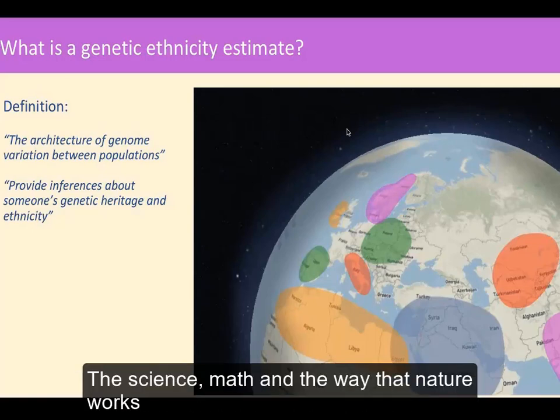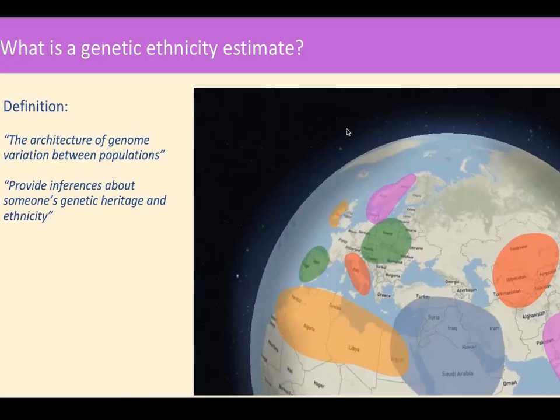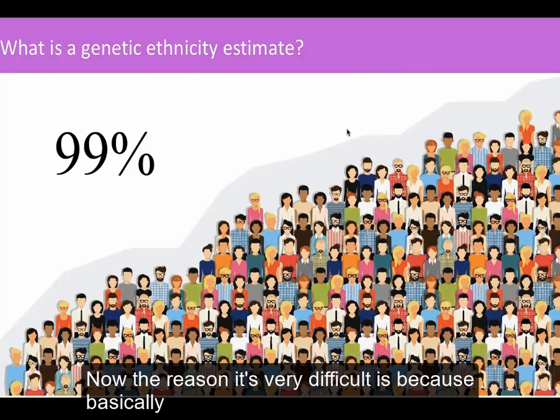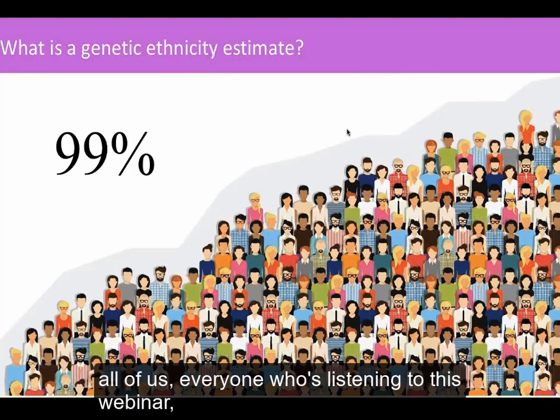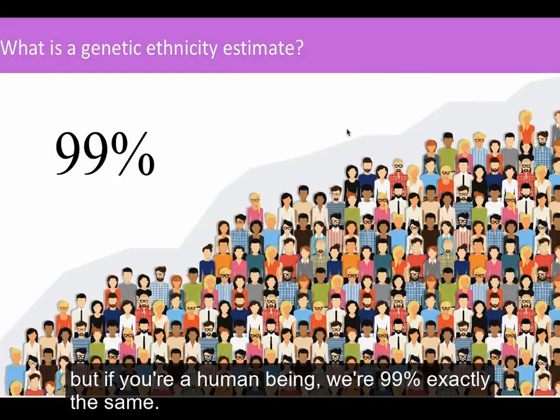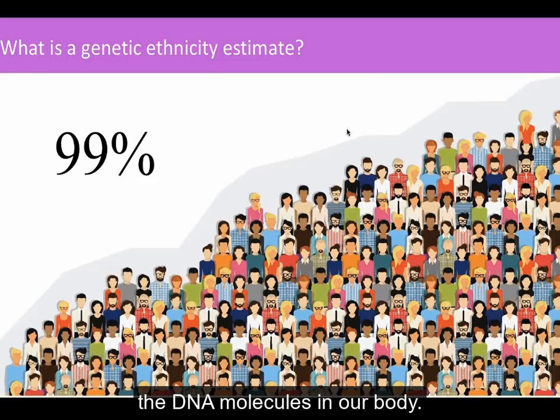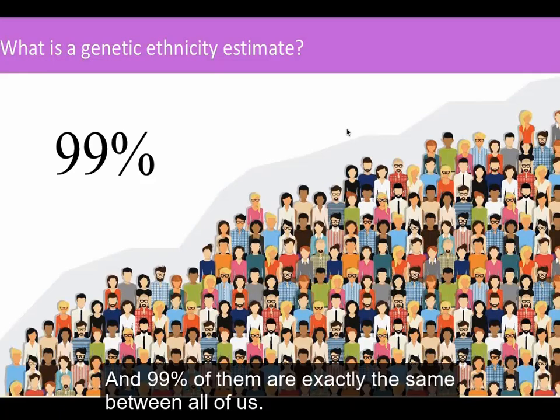The science, math, and the way that nature works makes it a bit more difficult for us, and I'll explain this shortly. Now, the reason it's very difficult is because basically all of us, everyone who's listening to this webinar, myself, it doesn't matter who you are, if you're a human being, we're 99% exactly the same. We have 3 billion base pairs, which are the AGCT, the DNA molecules in our body, and 99% of them are exactly the same between all of us.